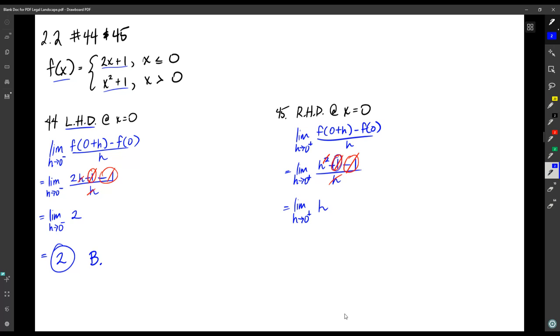And now this is a simplified limit, the limit as h approaches 0 from the right of just h. And h, a monomial, we can work by direct substitution. 0 goes in for h, and we have 0 for the right-hand derivative. And on 45, that's answer choice C.